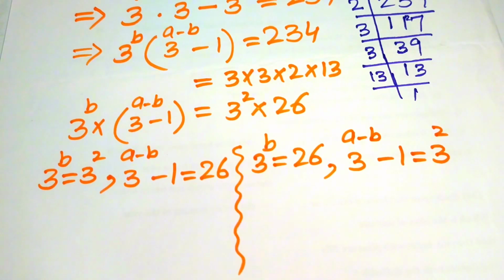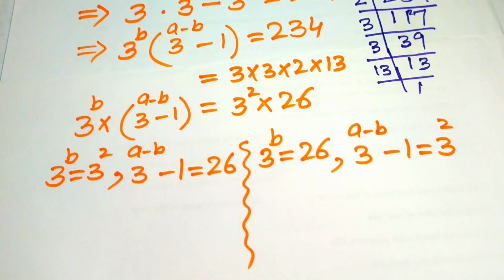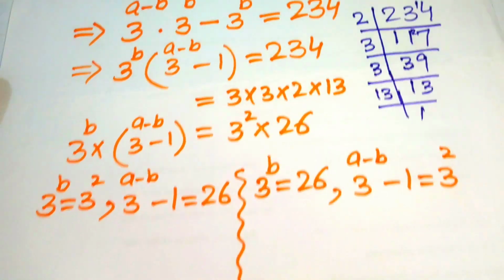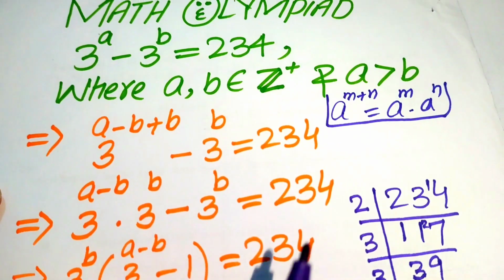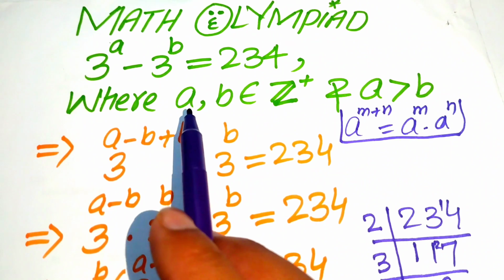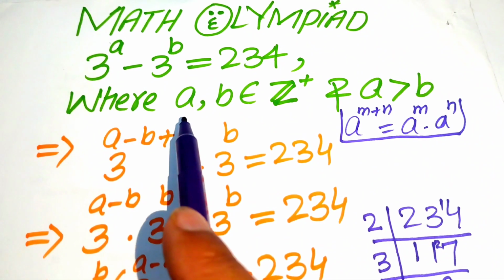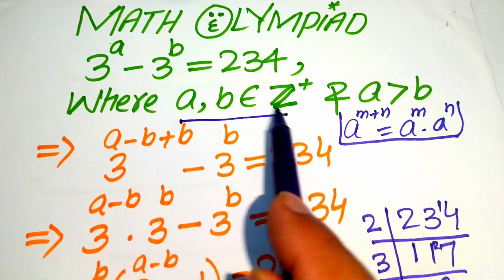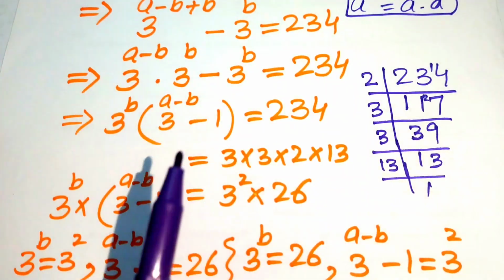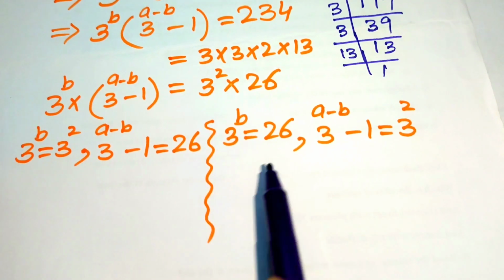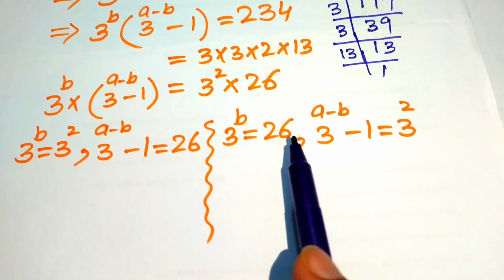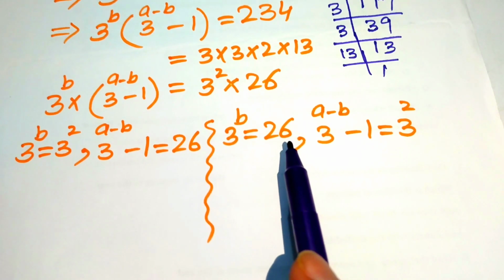So here we focus on both of the cases. And now, first we focus on the second case, because in the given question statement we have a restriction that we must find the values of a and b, and our a and b must be positive integers. So in this case we cannot get the values of a and b as positive integers.